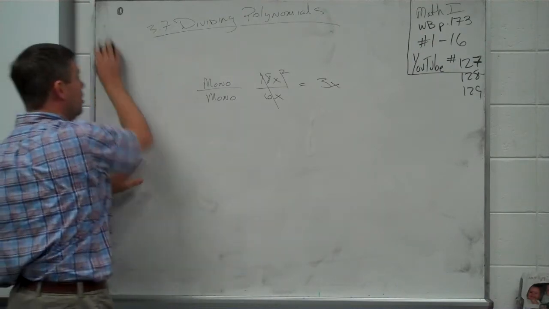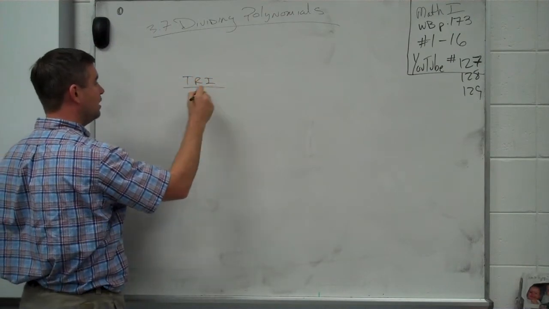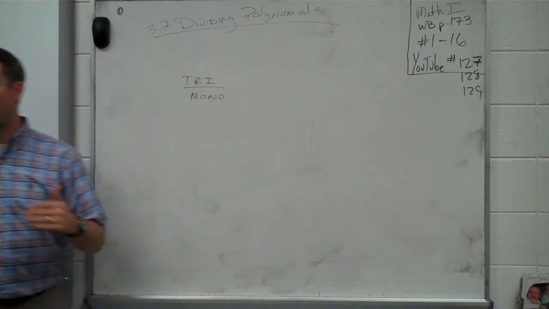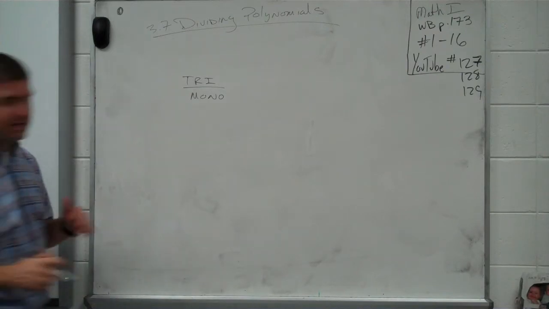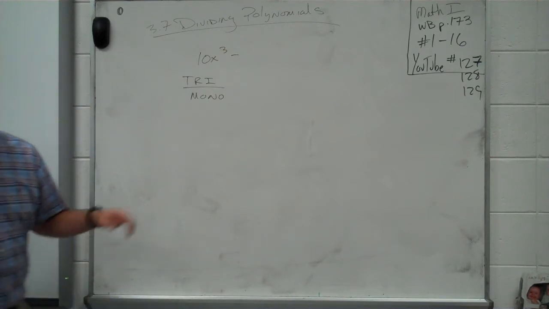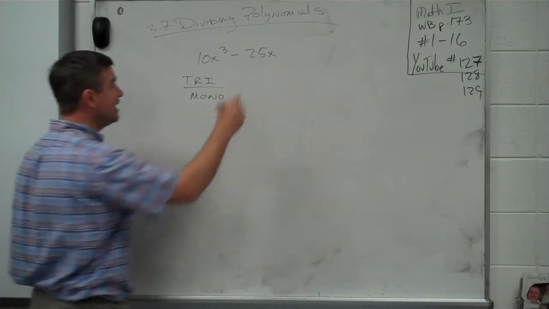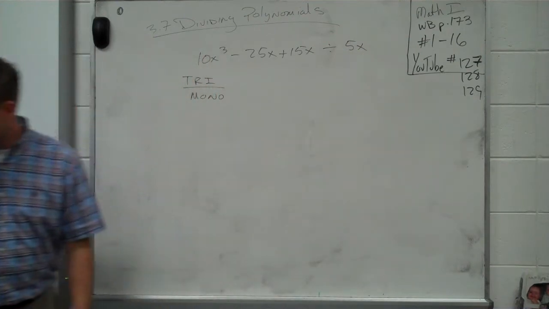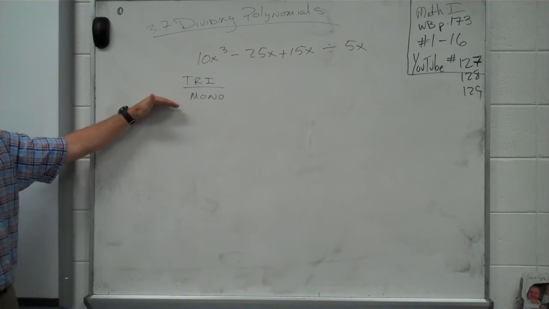Okay? What we're going to do more of is trinomials divided by monomials and also binomials. A trinomial divided by a monomial. An example of this would be 10x cubed minus 25x squared plus 15x divided by 5x. This is a trinomial divided by a monomial.